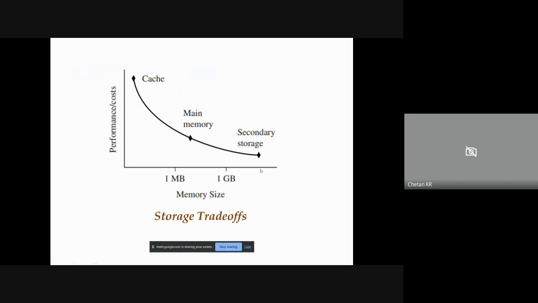Next, storage trade-offs, we call. Trade-off means that if you gain something, you are losing something. If you are trying to gain with size, you'll be losing with speed. If you are trying to gain with speed, you are losing with size. So gaining one by losing another, this property is called a trade-off. Here, you're gaining the size but losing the speed. The other way also, right? That is the trade-off.